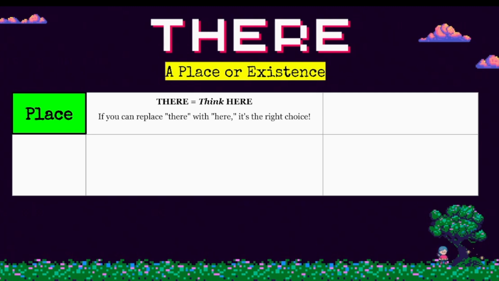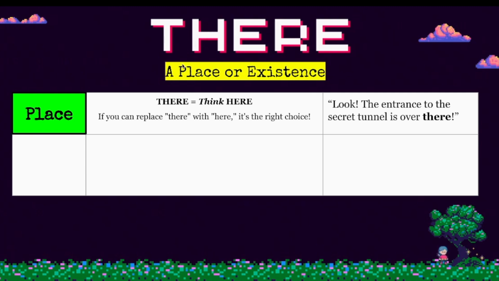So it sounds the same. And to help us remember this, which I think is super cool, H-E-R-E, here, is in the word there. Yay! So it's easy to remember. If you can replace there with here, then that is the right choice. Look at this example: look, the entrance to the secret tunnel is over there. If we said, look, the entrance to the secret tunnel is over here, that would also make sense. So that's how we know this is the correct there, the one with H-E-R-E.